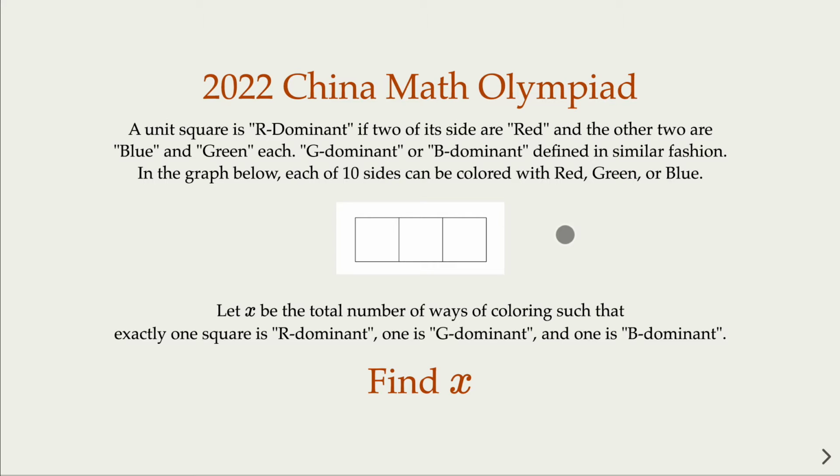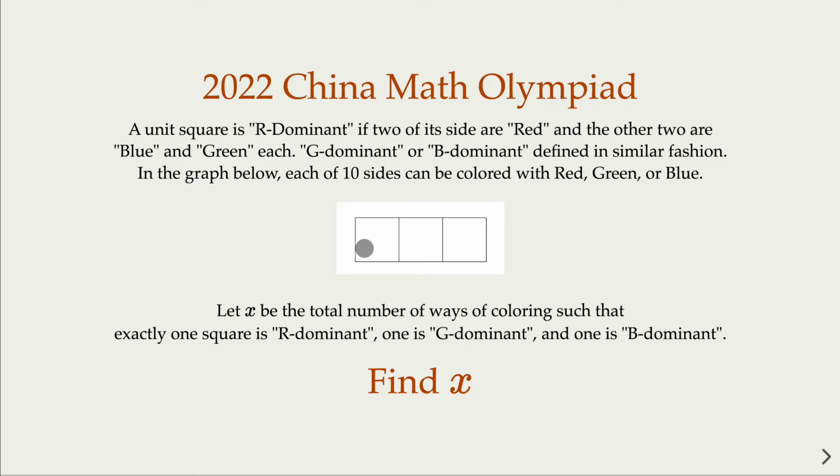Okay, so with this kind of definition, for a given diagram like this, we have three squares connected to each other. I have 10 different sides, and we can color each side RGB. Now, we try to find the total number of ways of coloring the squares such that the three squares are one each for R dominant, green dominant, and blue dominant. And the order doesn't matter.